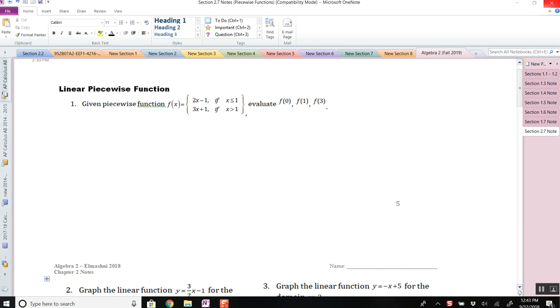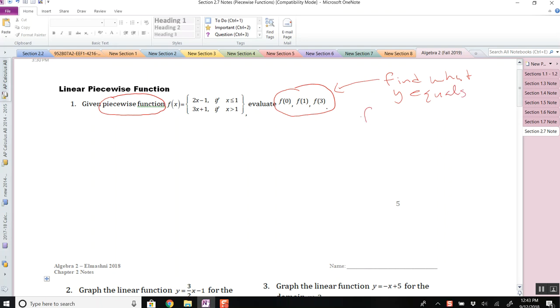So we're going to start with an example of a piecewise function, and we're going to evaluate it for various x values. By now you should be pretty comfortable with function notation and how to evaluate. What we're going to do is find what y equals for a variety of x values: x equals 0, that's inside the parentheses for the first expression you see there, and also at x equals 1 and 3.